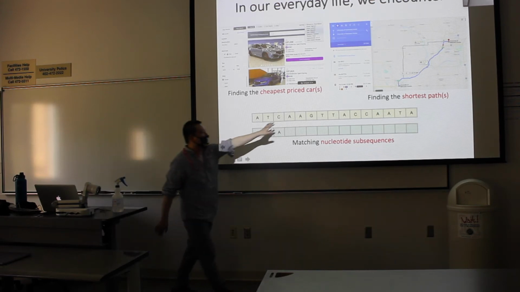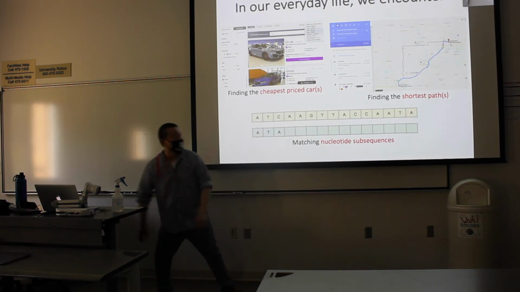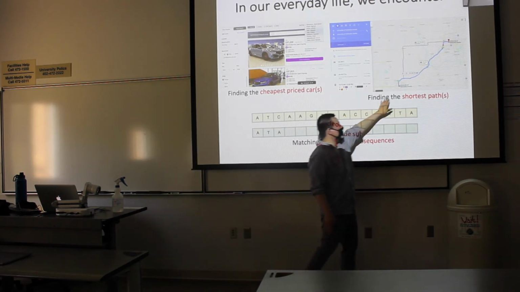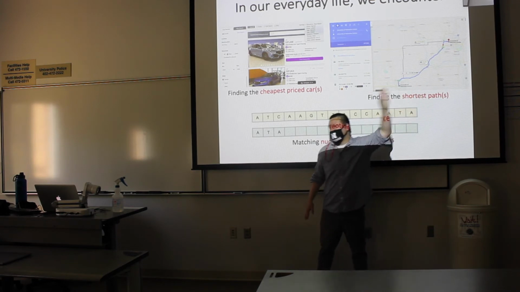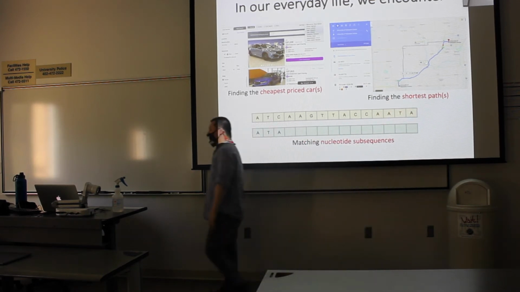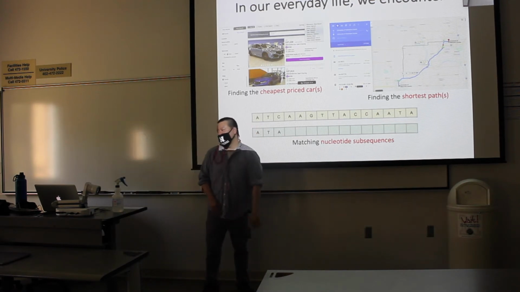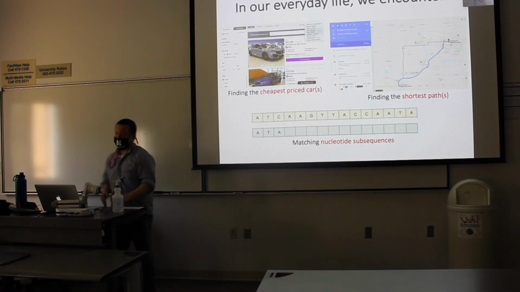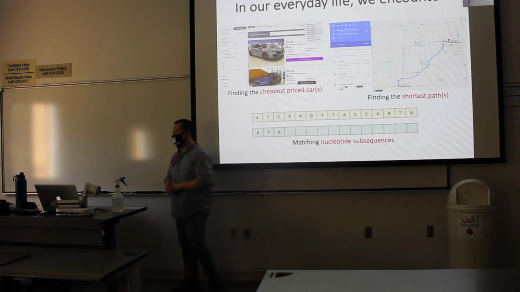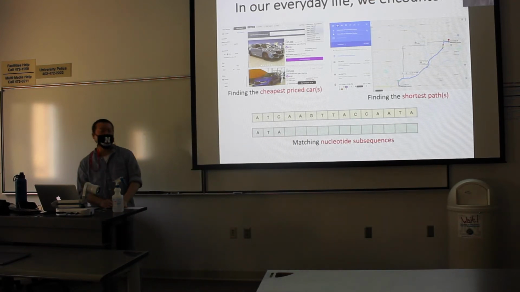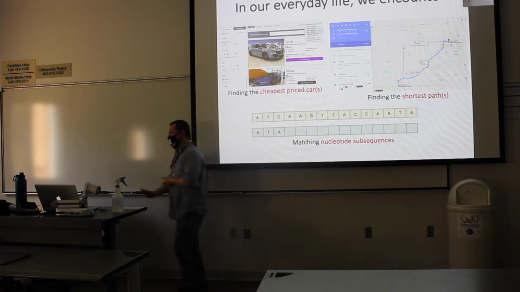Another example is finding the shortest path. Imagine that you're trying to go from the University of Nebraska Lincoln to the Omaha campus, and you want to figure out the shortest path to get there. To achieve this, you can formulate these questions as algorithmic questions, and then answer them by applying algorithms to find the shortest path.